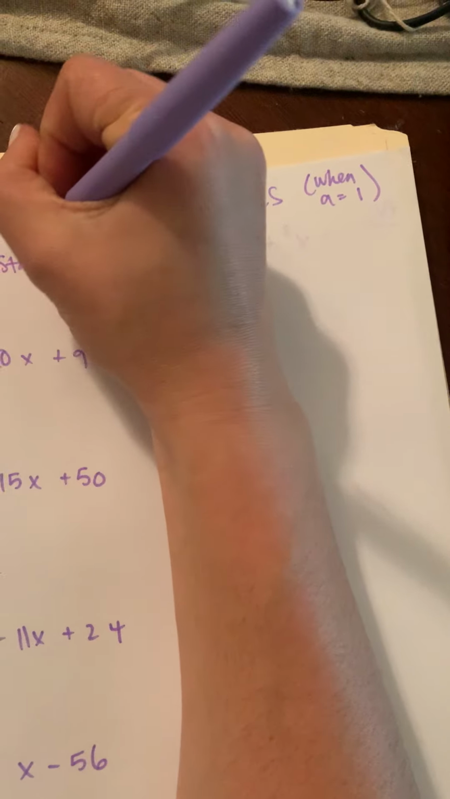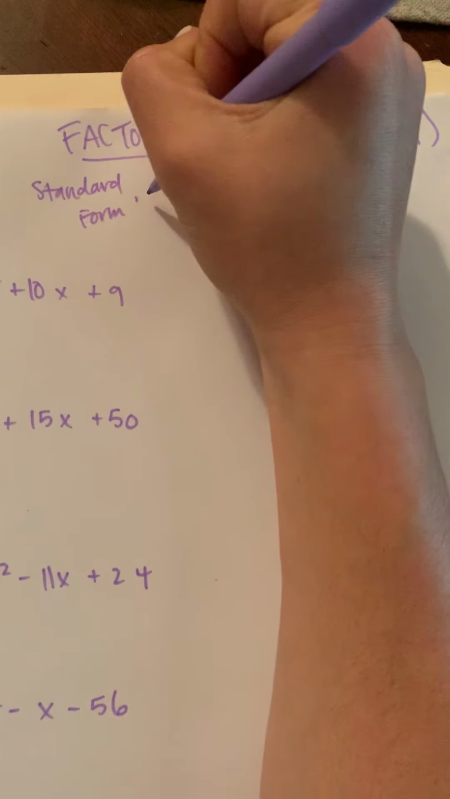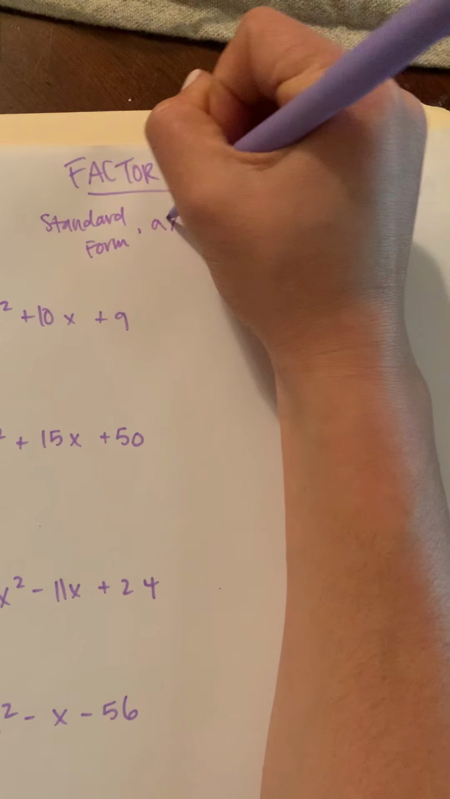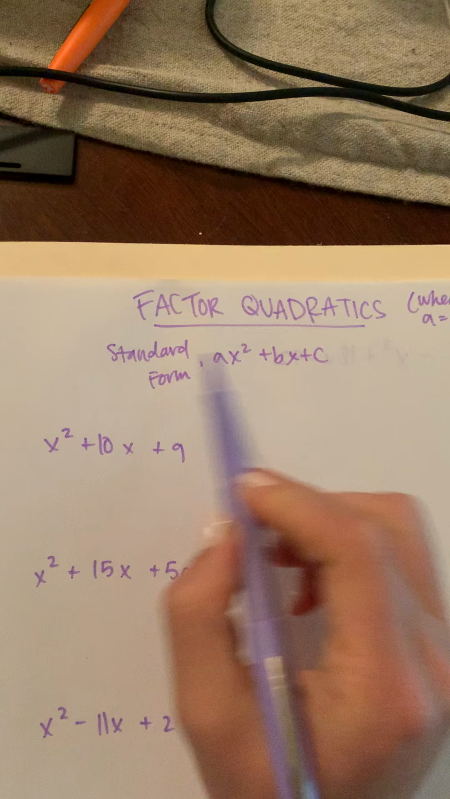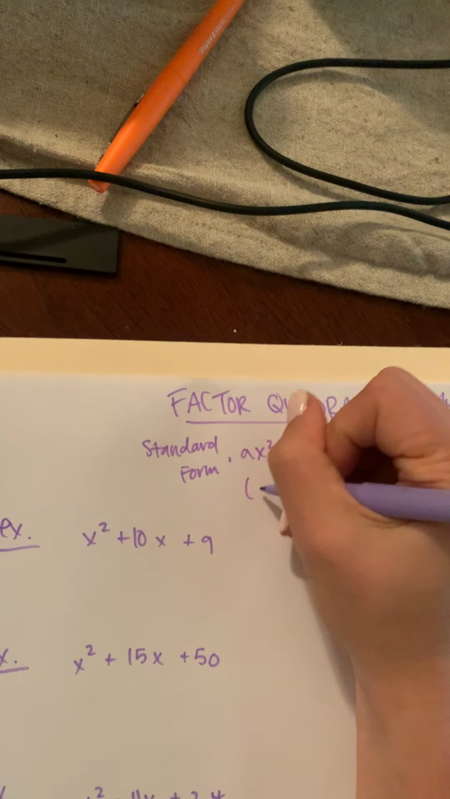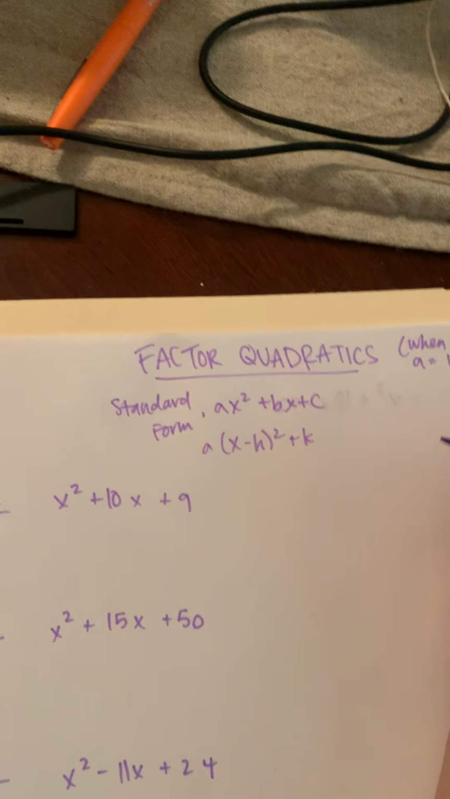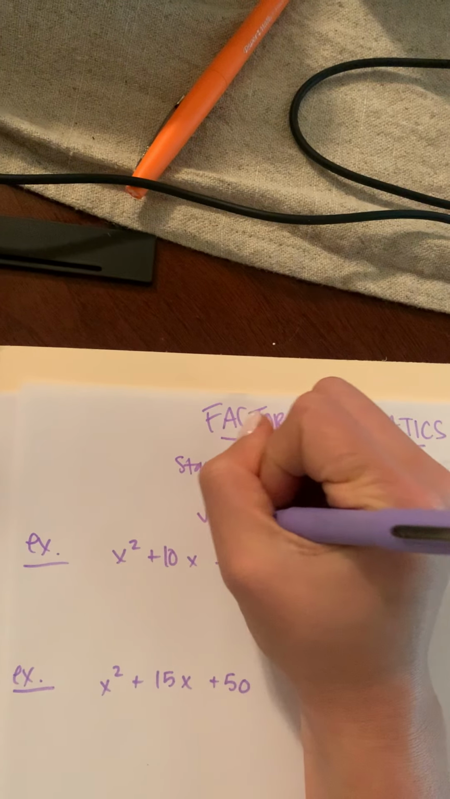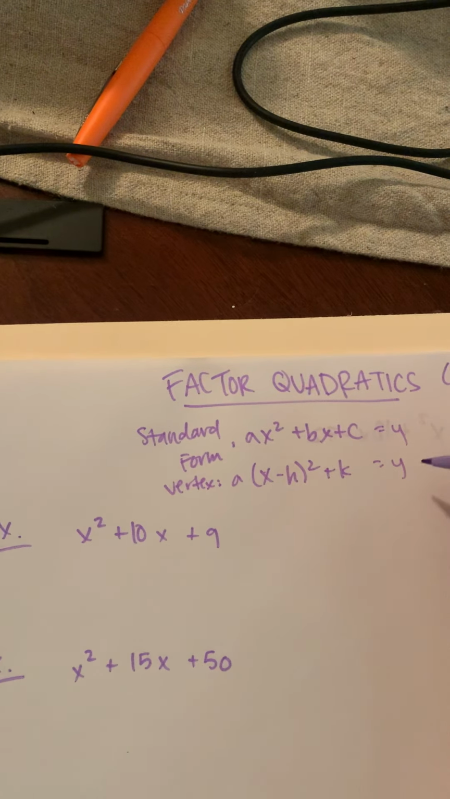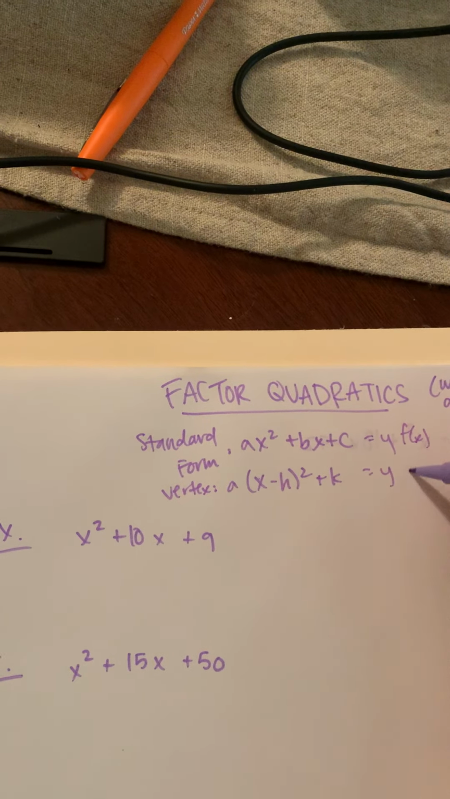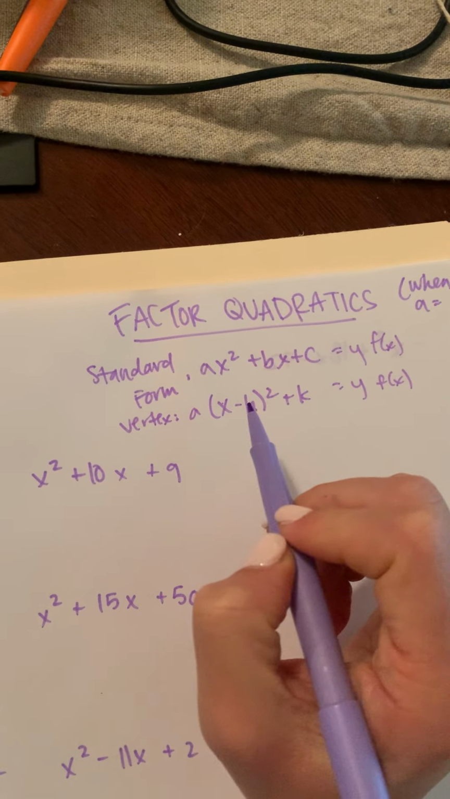Well, do you remember how standard form of a quadratic is ax squared plus bx plus c? Right? That was standard form of a quadratic. The vertex form was a times x minus h squared plus k, and a was out here actually. This is vertex form. And they both could be equal to y, or f of x. So this is standard form, this is vertex form.